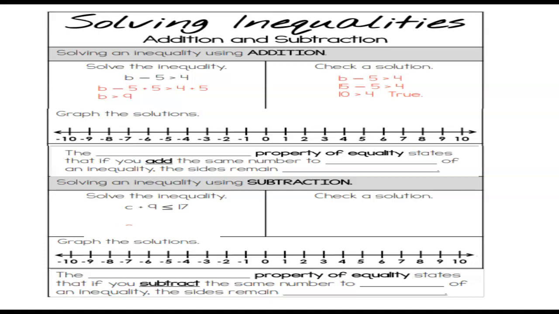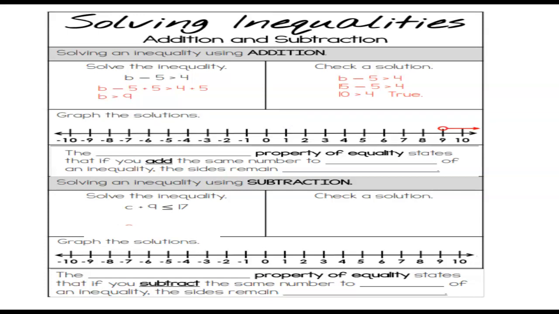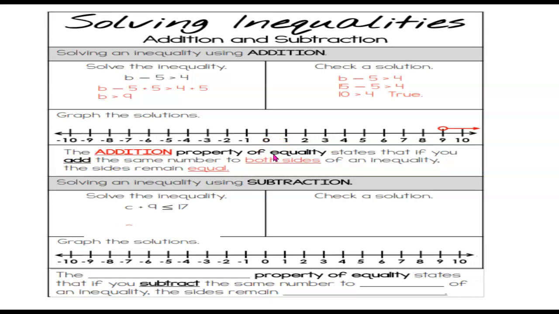When we graph the solution set to our inequality, remember that we do not want to include 9. We want numbers that are greater than 9. So we will put an open circle over the 9 and shade toward the right. Remember, the addition property of equality states that if you add the same number to both sides of an inequality, the sides remain equal.